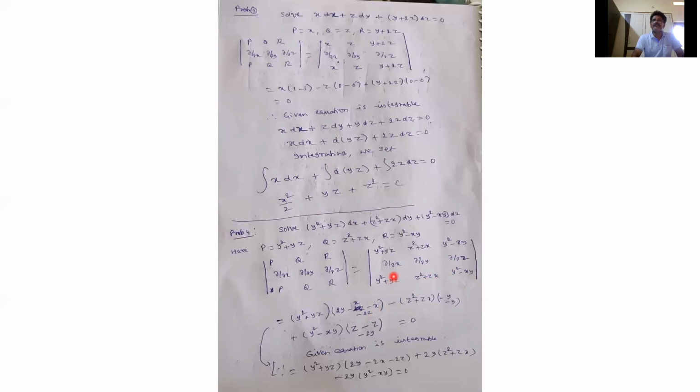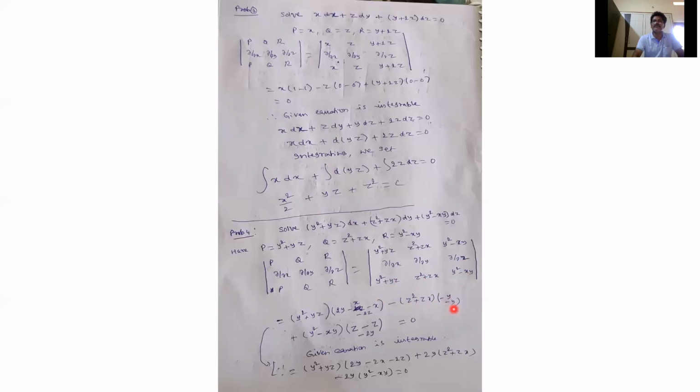Once again: for y square plus yz, del y of y square minus xy is 2y minus x, and del x of z square plus zx is minus 2z minus x. Then z square plus zx into del x of y square minus xy: del x of y square is 0, and for minus xy we get minus 1. And del z of y square plus yz: for y square 0, for yz we get y. Finally we get minus 1 minus 1.